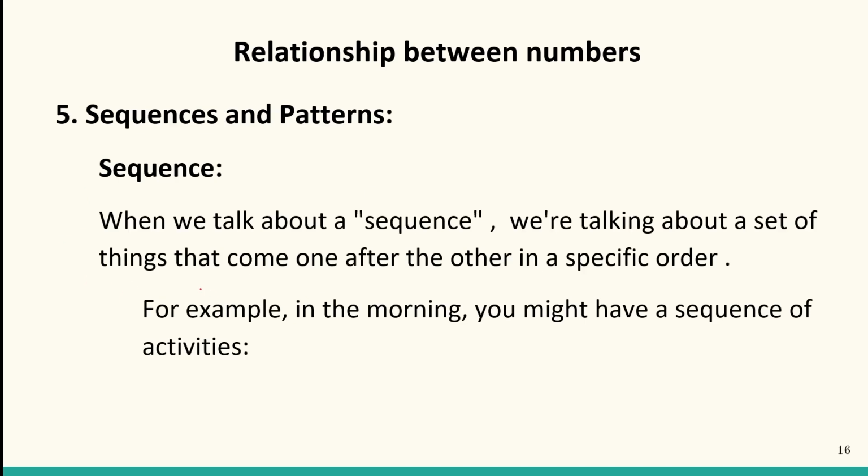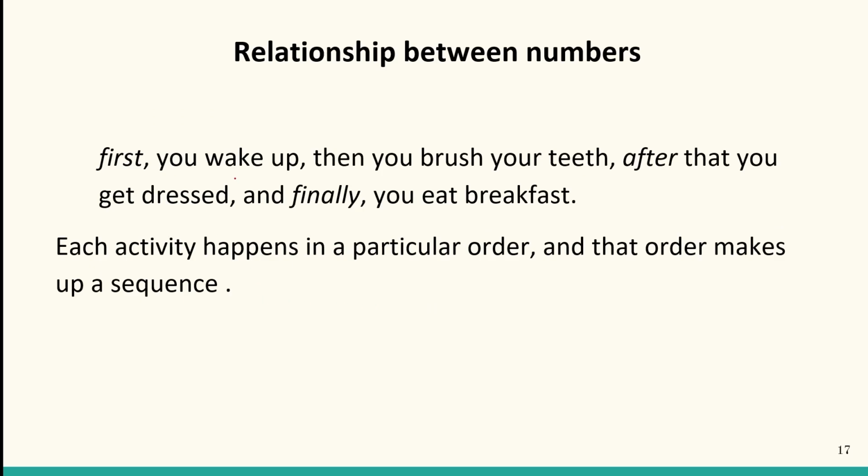Let's see the fifth concept, that is sequences and patterns. So what is a sequence? When we talk about a sequence, we are talking about a set of things that come one after another in a specific order. For example, in the morning you might have a sequence of activities. First you wake up, then you brush your teeth. This is one, this is two, the second thing in the sequence. After that you get dressed, this is three, the third part in the sequence, and finally you eat breakfast.